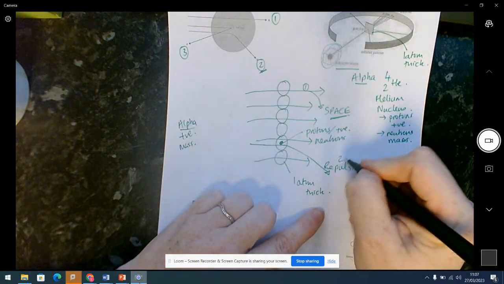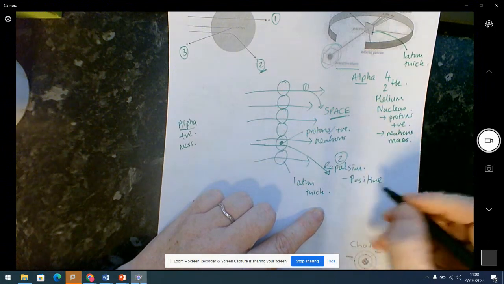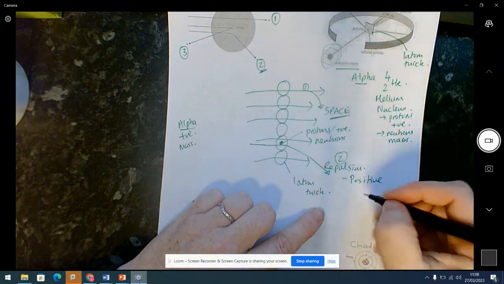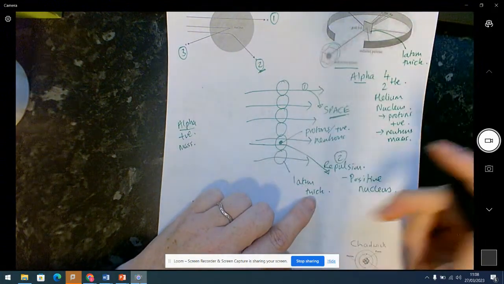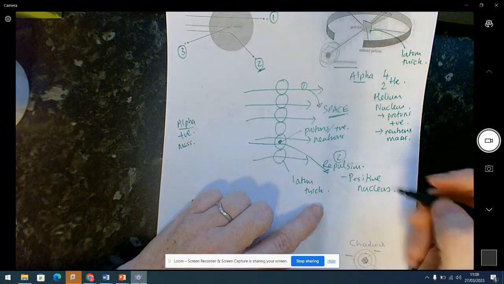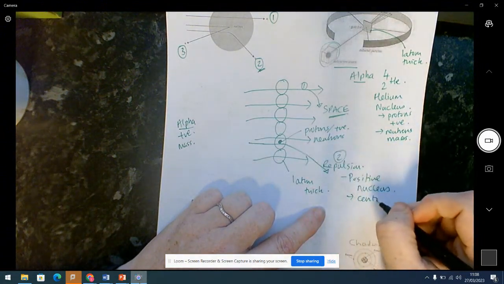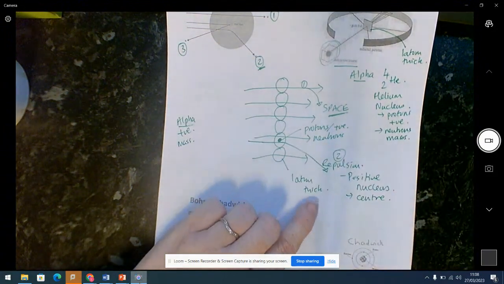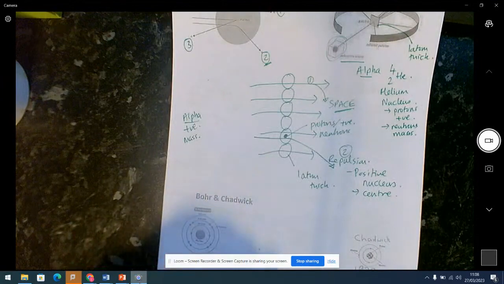And that told us that actually the positive charge must be in the central part of the atom, in the nucleus. Not the ball of positive charge we'd expect. In fact, it was only in the center part. Okay, so the center part of the atom must be positively charged because we've got this repulsion.